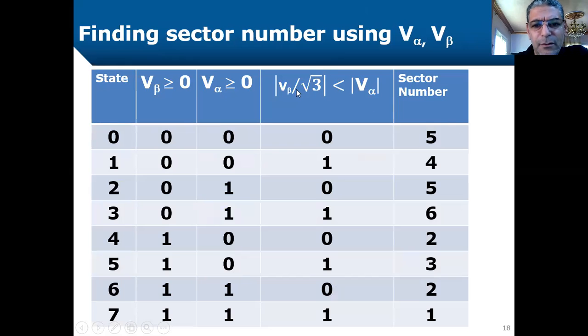This is what we included in this table. We check V beta for polarity, V alpha for polarity, and we check the magnitude of V beta divided by square root of 3, compare it with the magnitude of V alpha. So these conditions are translated directly into the sector number. And as we say, we have 8 states from 0 to 7. 0 and 7 are the null states, and the active states are 1 through 6, and these are the sector numbers.